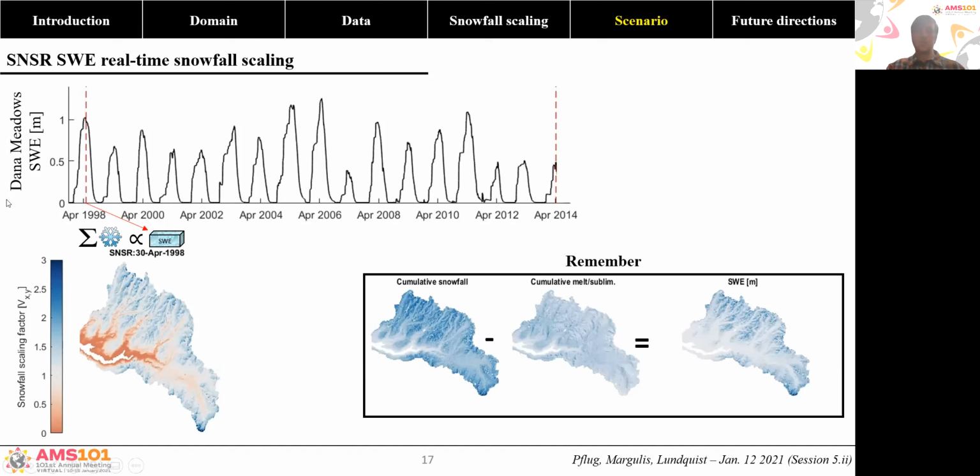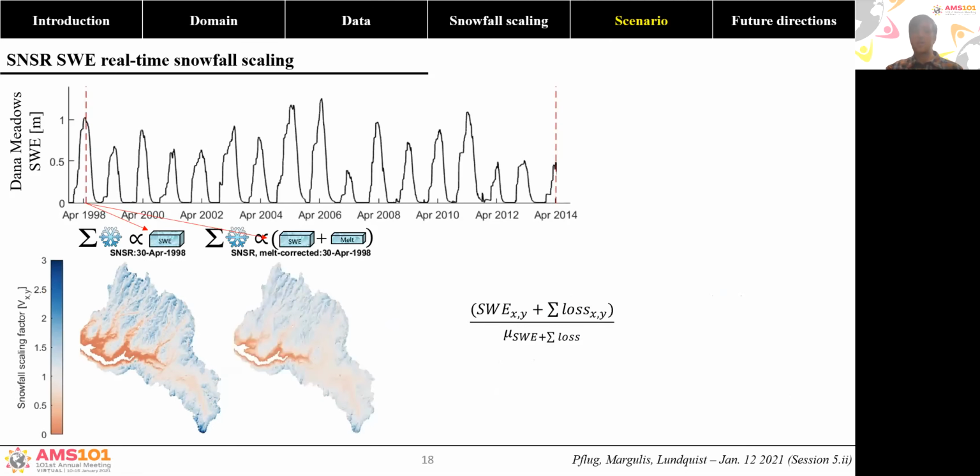And of course, using this reanalysis, this pattern on 30th of April, 1998, we actually have a continuous estimate of snow evolution at every 90-meter grid cell for that year. So we can correct this pattern using melt that happened at every single grid cell, as shown by this pattern here. And what you see is a pretty significant difference in patterns, specifically at these lower elevations.